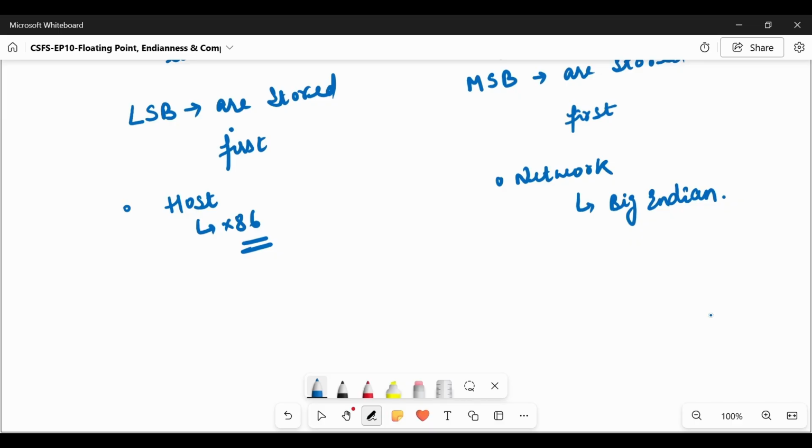So while receiving the packet, we first need to make sure that the data we are receiving in big endian format is converted into little endian format, so that the byte order remains correct and we are able to interpret the data as it is. Otherwise, the total meaning of the data is going to change. So let us take an example.